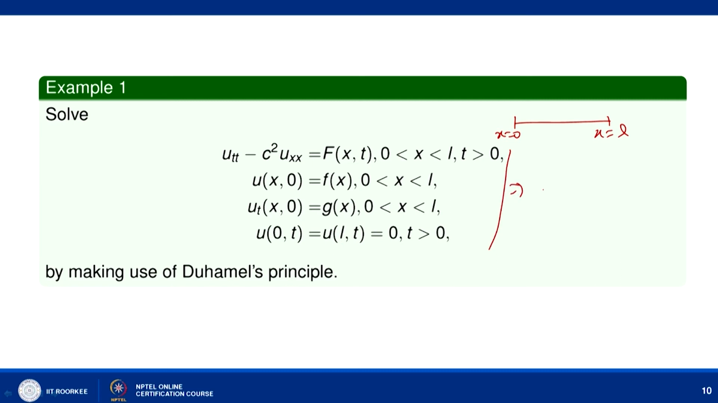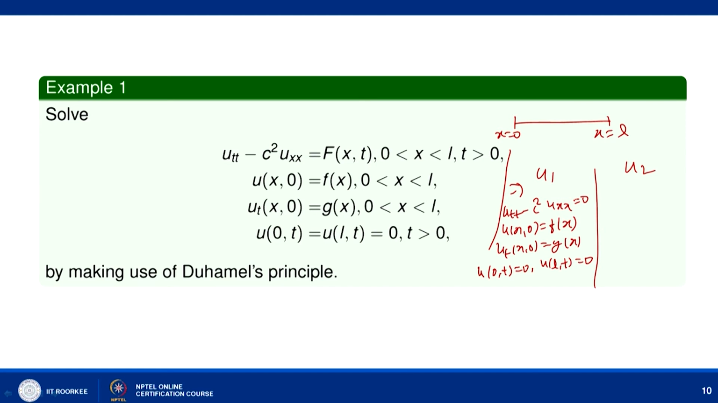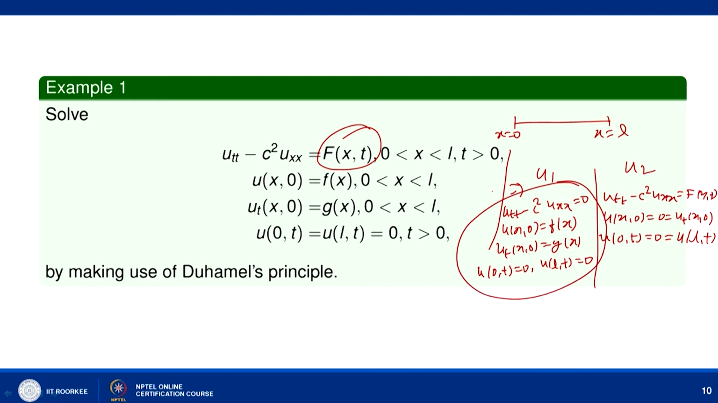So, again we split into two problems u1 and u2, where u1 will satisfy u_tt minus c square u_xx equal to 0 and u(x, 0) equal to f(x), u_t(x, 0) equal to g(x), u(0, t) equal to 0 and u(L, t) equal to 0. So, this will contain everything other than the non-homogeneous term, and u2 will satisfy u_tt minus c square u_xx equal to f(x, t) and u(x, 0) equal to 0 equal to u_t(x, 0) and u(0, t) equal to 0 equal to u(L, t). Now, u1 we already know. Now, we want to find u2.